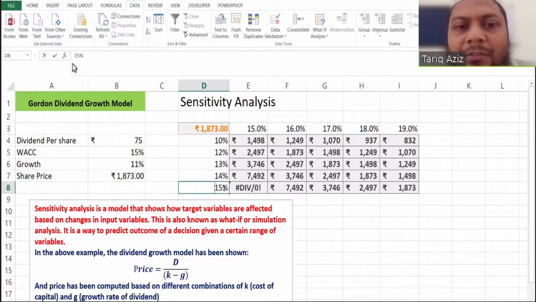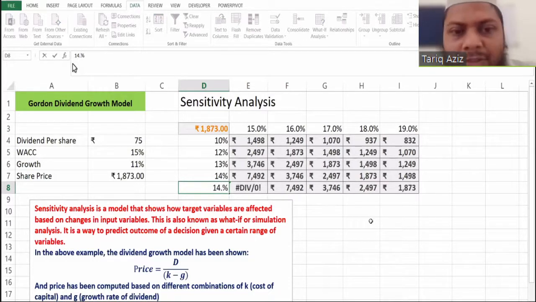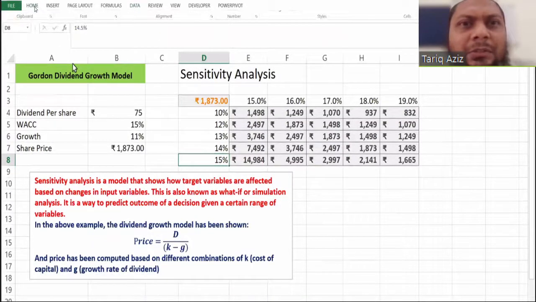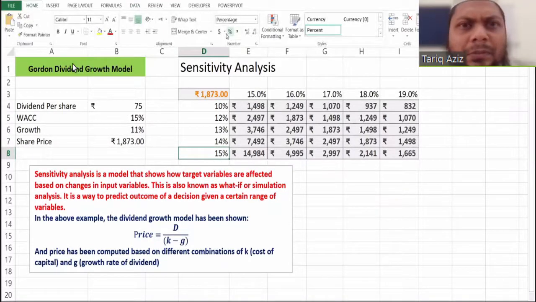Let us change this growth rate from 15 to 14.5, so that the denominator does not become 0. Once I press enter, let us see what is happening here. Now it has calculated. You might be thinking it is still 15%. No, it is not. Now 14.5 is visible here.